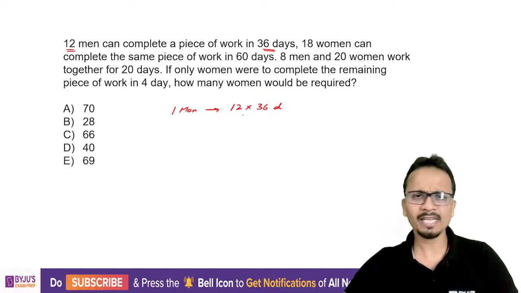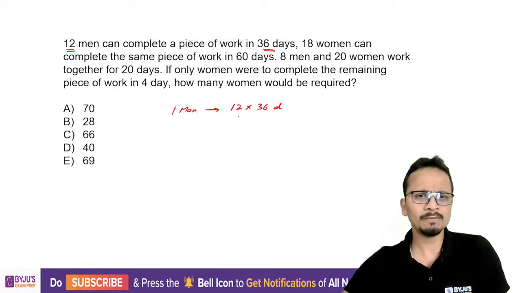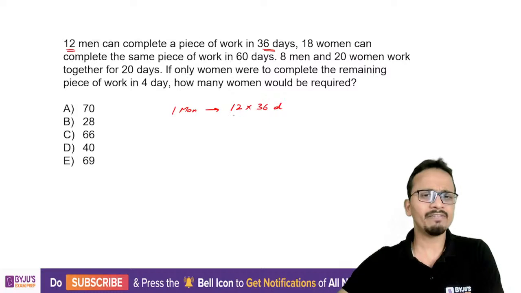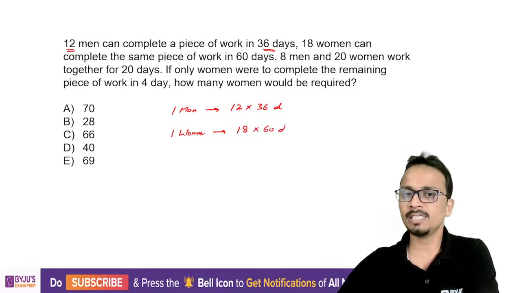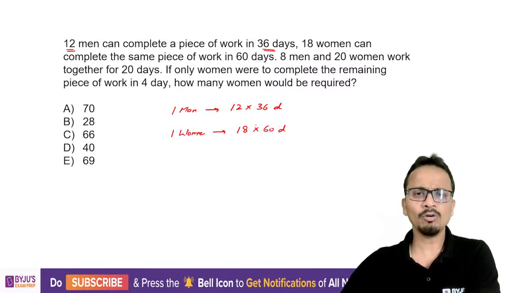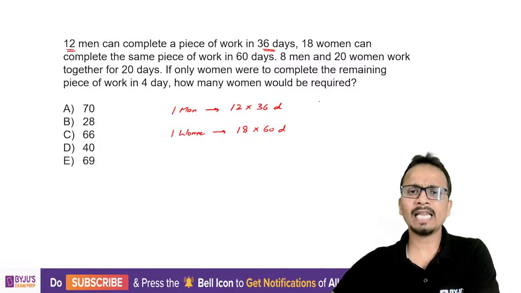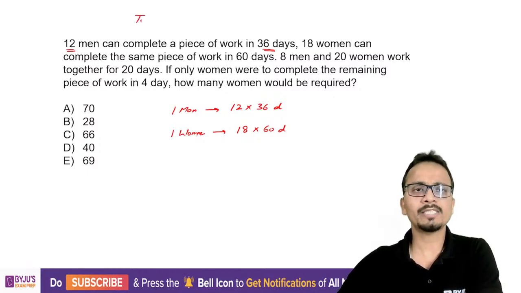तो मैंने multiply नहीं किया because multiply करने में time waste होगा and बाद में divide करने में time waste होगा. Similarly, one woman, अगर 18 women 60 days में finish कर देती हैं, so one woman can finish the entire piece of work in 18 into 60 days. All right. Now, I'll assume the total work. So let's say the total work.